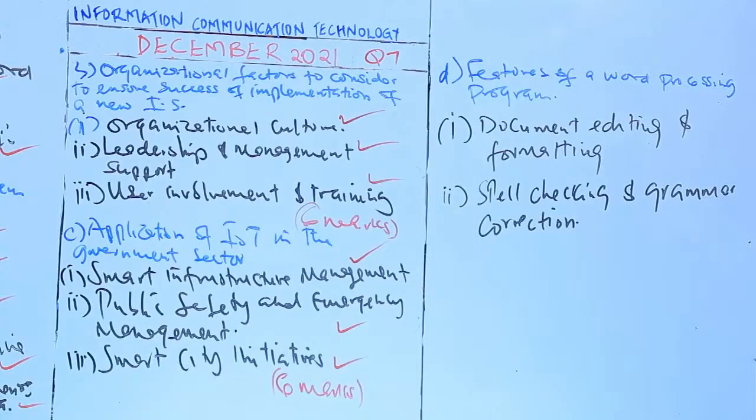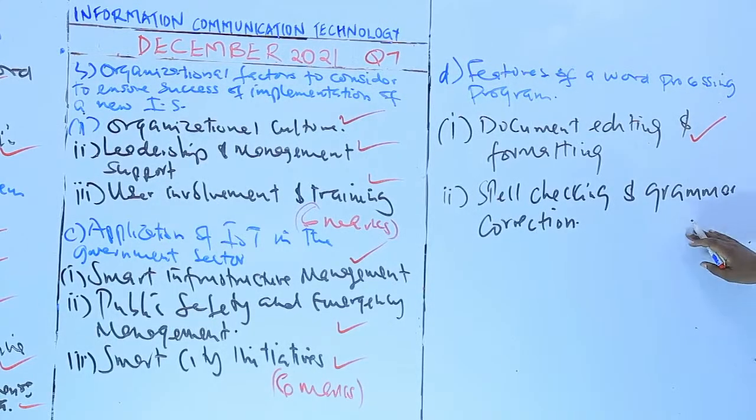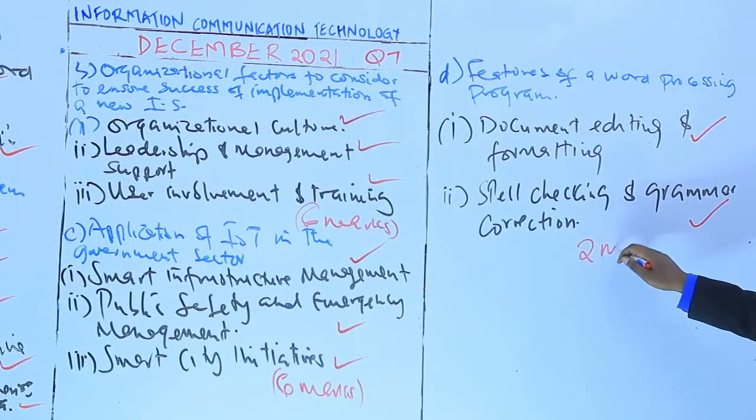So these are two features of a word processing program. Number one, document editing and formatting. Number two, spell checking and grammar correction, 2 marks.